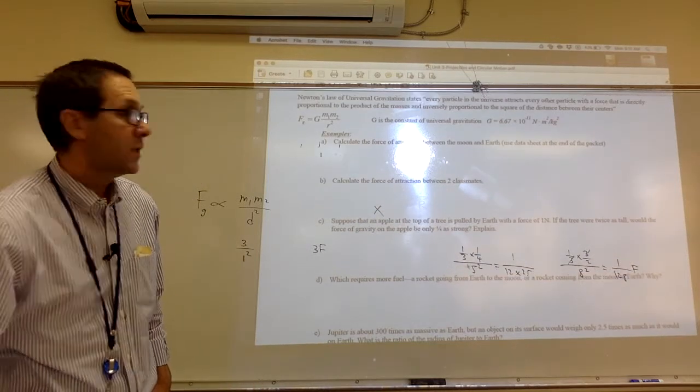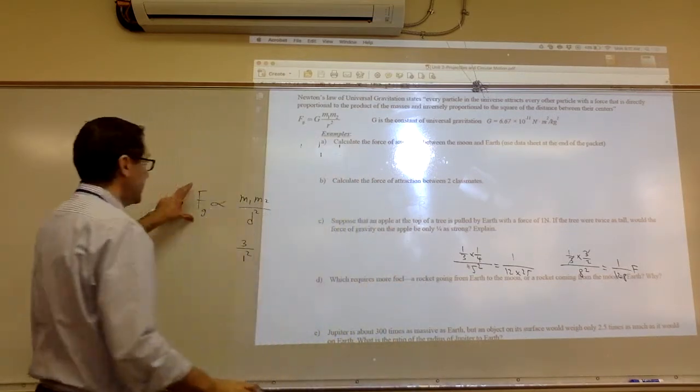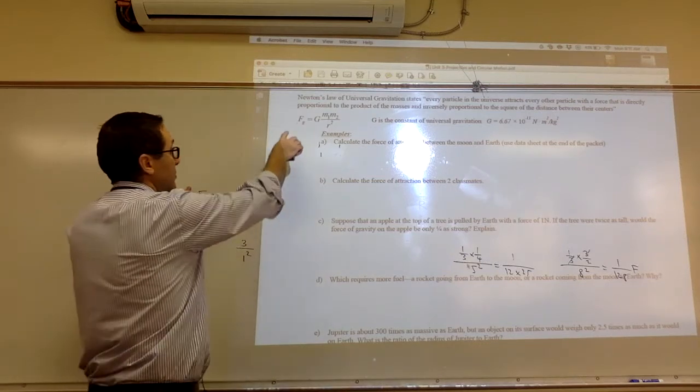Okay. Now this is the formula we're going to be using to do calculations. So this statement here is just to compare. Now if you want to find actual values, this is what we're going to use.